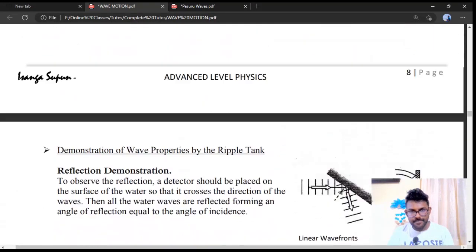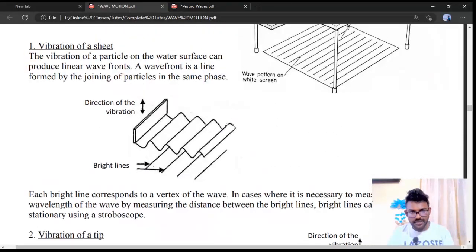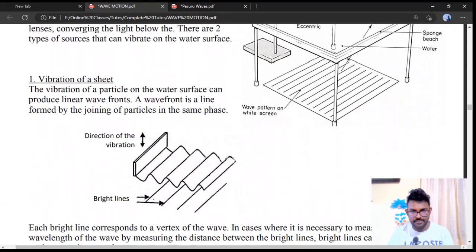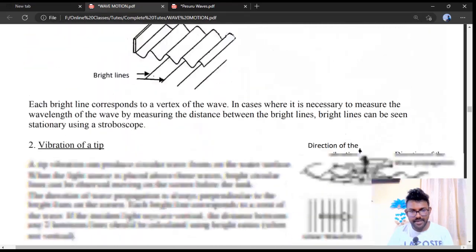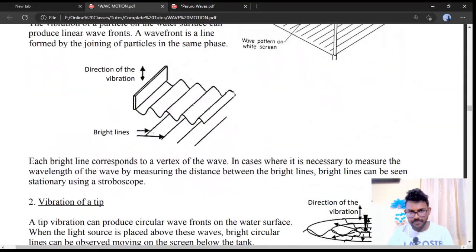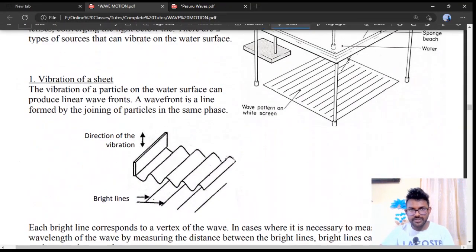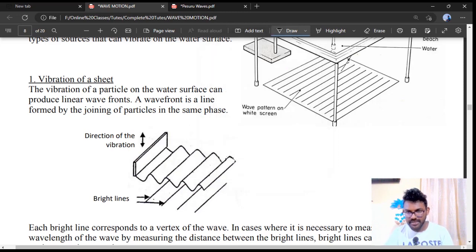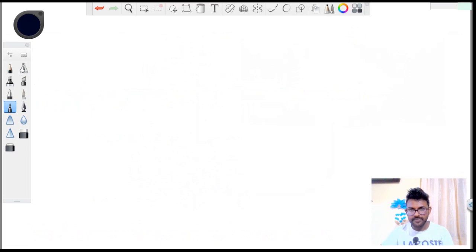Then it creates some brighter lines on the screen. How are these brighter lines being created? Well, I can show it like this. You can just draw it here. This is how this bright light is being made. Now let's say this is the water surface. You can draw it here, but let me draw it on the board.